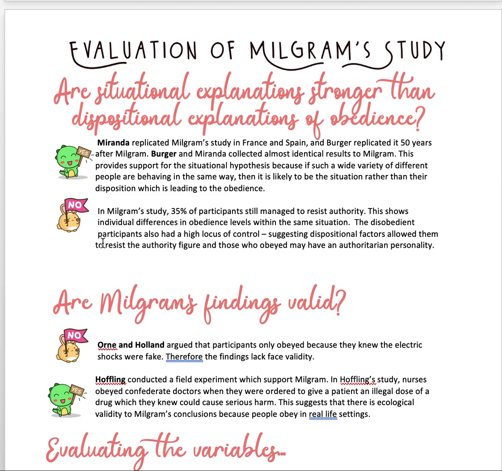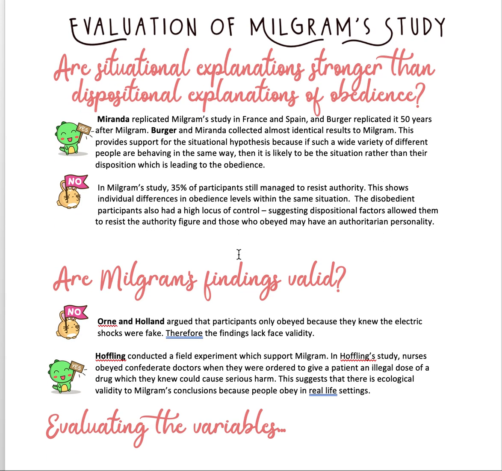And then here we've got the critique saying that actually dispositional factors are significant because 35% of the participants were able to resist authority. And then you could use locus of control or authoritarian personality to explain that. And then in your overall, you could say like the majority of participants were obeying, so it's undeniable that situational factors have more of an influence, but we cannot disregard the significance of disposition.